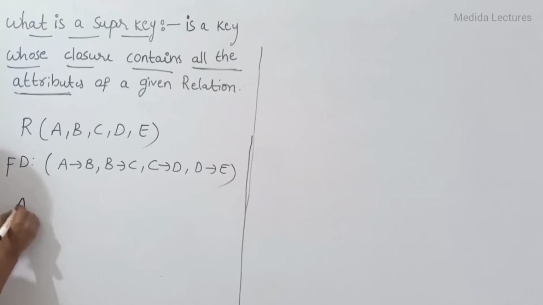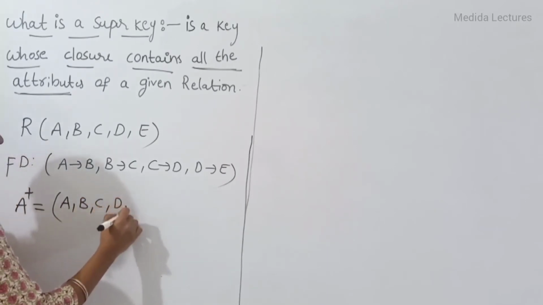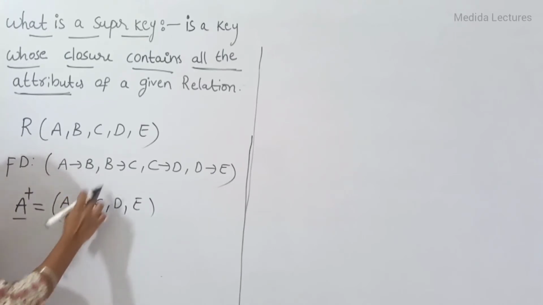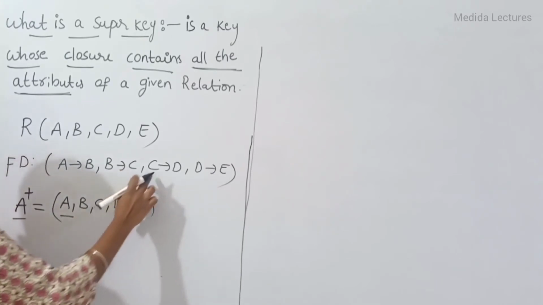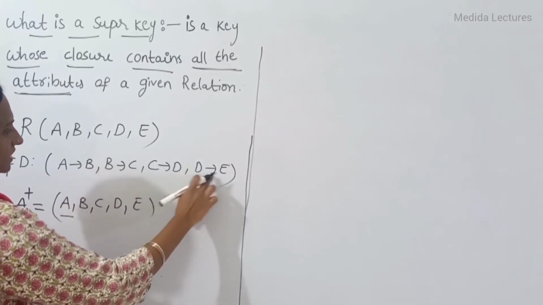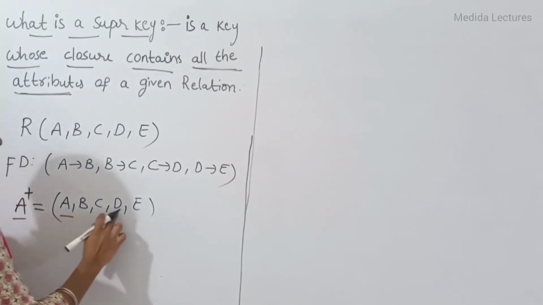Now find out A closure. So what is A closure? Just before, I explained what is A closure. A closure consists of A, B, C, D, E. A closure itself determines A. If you have A, then you can determine B. If you have B, then you can determine C. If you have C, then you can determine D. If you have D, then you can determine E. So A closure consists of A, B, C, D, E.